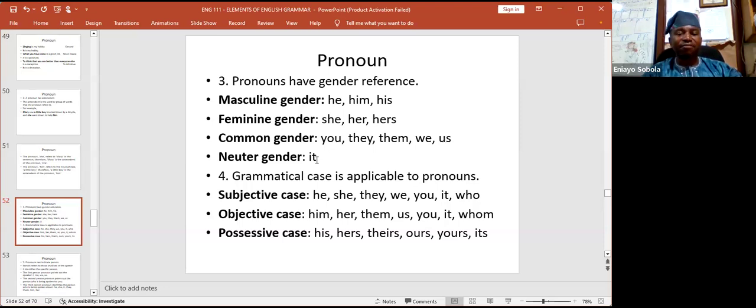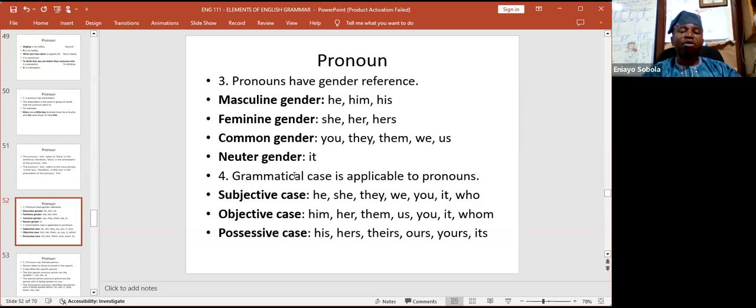But neuter means that it is neither male nor female. So neutral gender is not male, cannot be male, cannot be female. That's why we use it, for example, for stone, chair, and the rest.